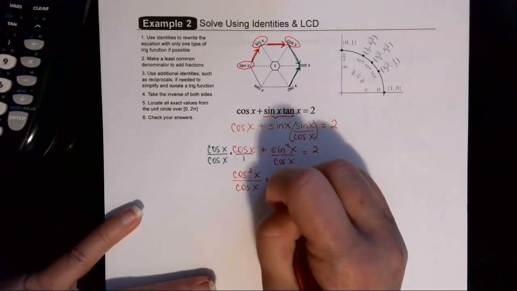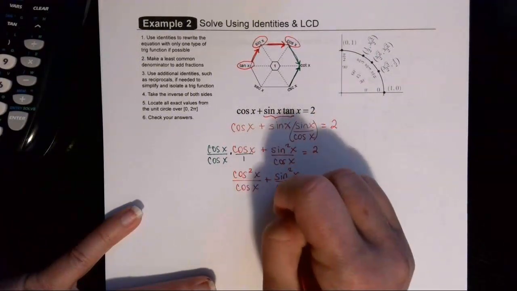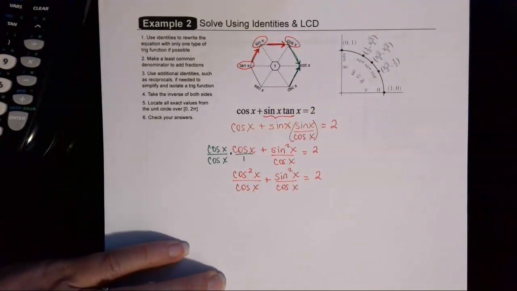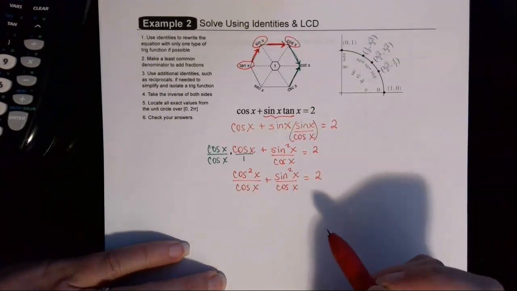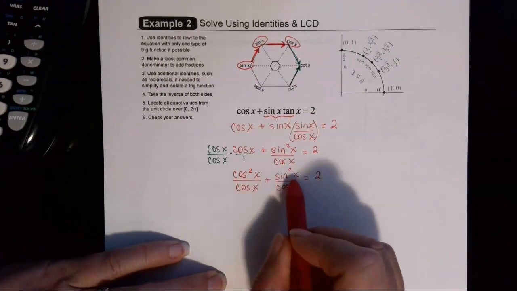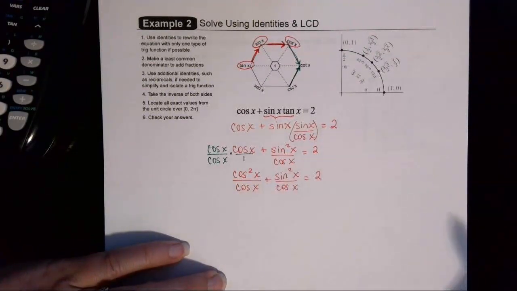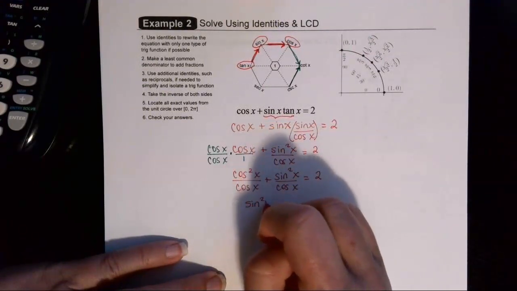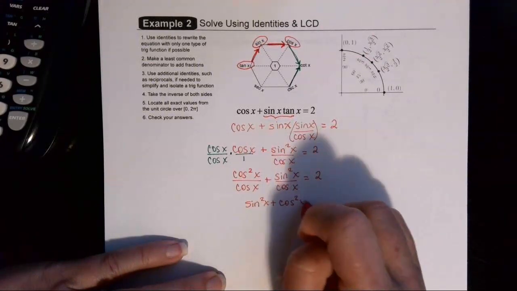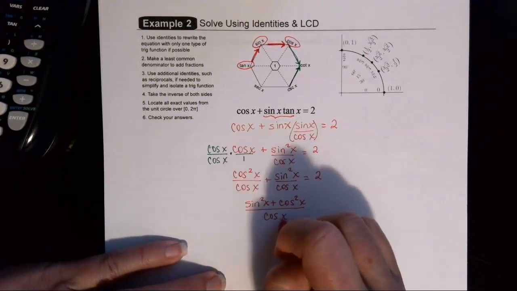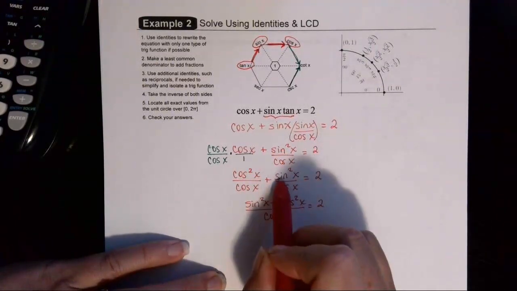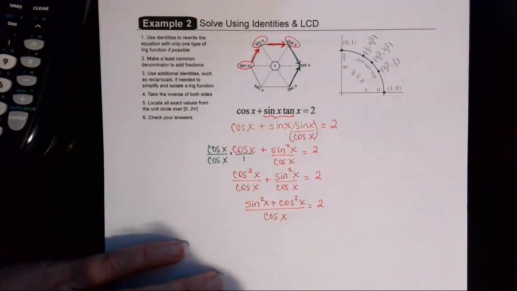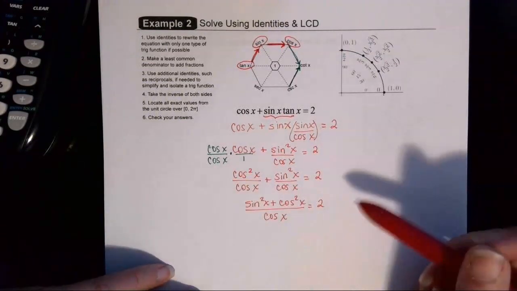So simplifying now, I will have cosine times cosine, which is cosine squared x divided by cosine of x as my first term, sine squared x divided by cosine of x in my second term, and that's equal to 2. So now that my fractions have common denominators, I can add those fractions by adding my numerators together and putting that over the same common denominator. And that's going to be sine squared x plus cosine squared x divided by cosine of x equals 2. All I did was rearrange those terms in the numerator, put the sine first and then the cosine second, using the commutative property of addition.